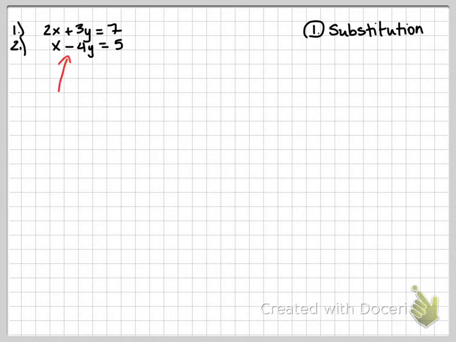Equation 2 looks pretty easy, right? We have x minus 4y equals 5. This x doesn't have anything in front of it, it's just a 1. So the easy way to do this would be to get x by itself in terms of y. We would add 4y to both sides, plus 4y plus 4y, and we would say x equals 4y plus 5.